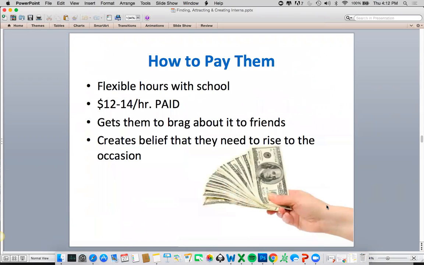So while they're in school, we recommend that you do flexible hours. This way, you can have a trial basis with them where you can see, is this going to be a fit? Do they match with the culture? Are they a 20? Are they going to fit with everything that we've built? We also recommend that you pay them $12 to $14 an hour.